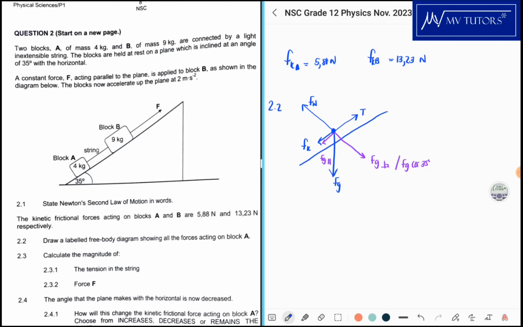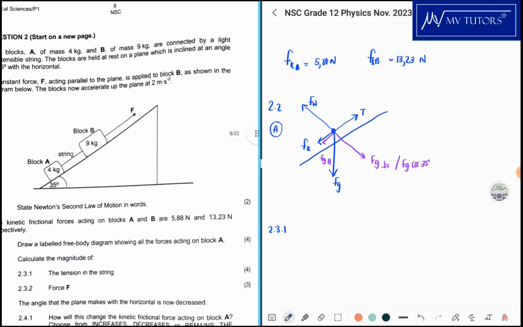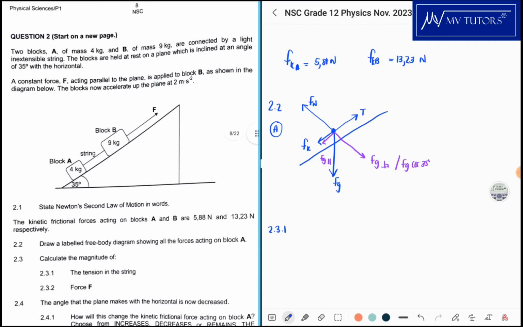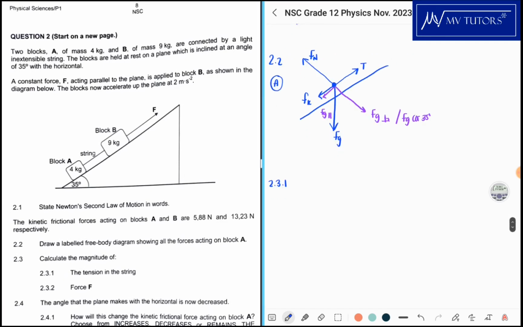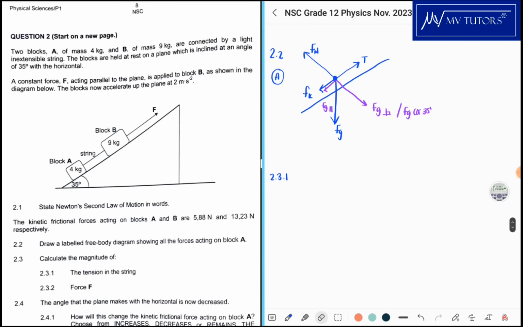Okay, now 2.3, it says calculate the magnitude of the tension in the string. Okay, so that is in between block A and block B. Remember, this is for block A. Tension in the string, how many marks? That is 4 marks. I would also draw the free body diagram for B, just for myself. Okay, so I'm just going to put it there.